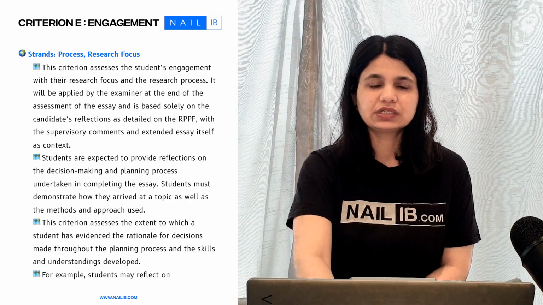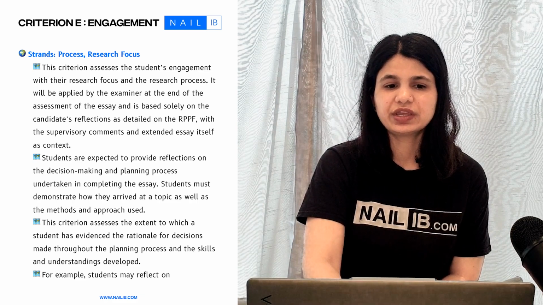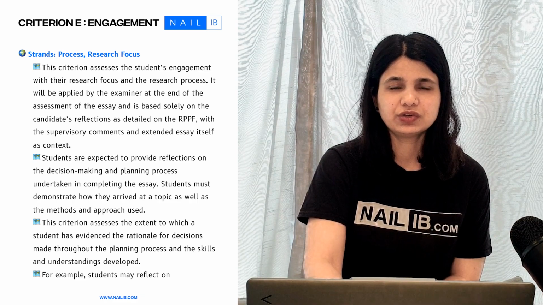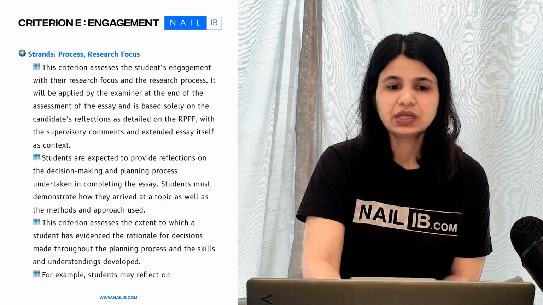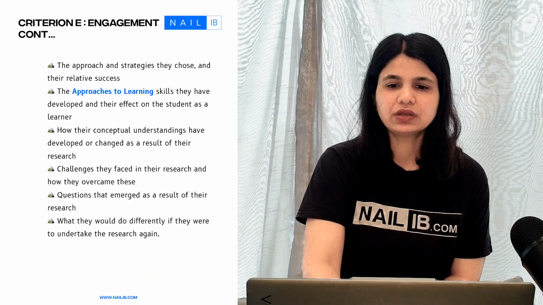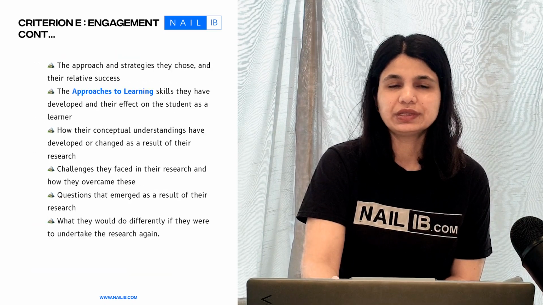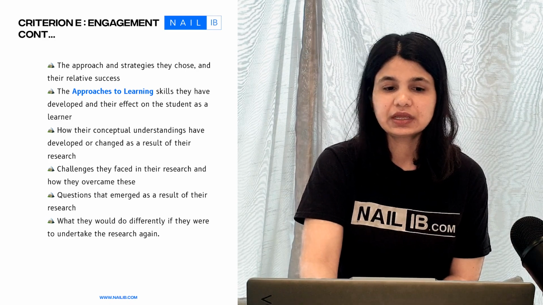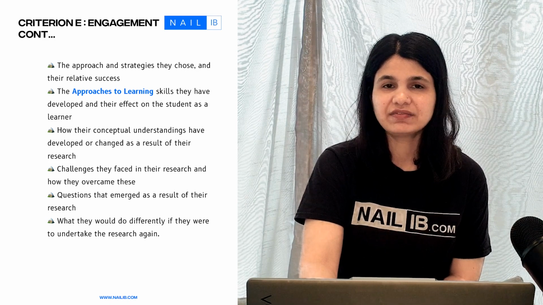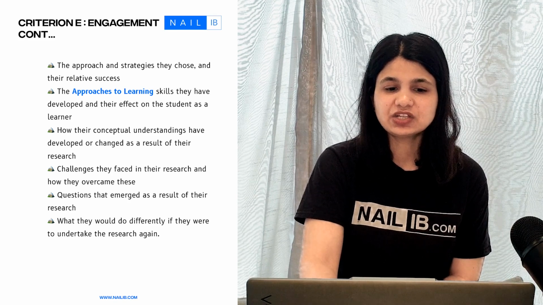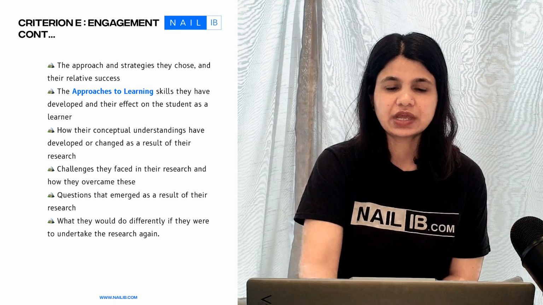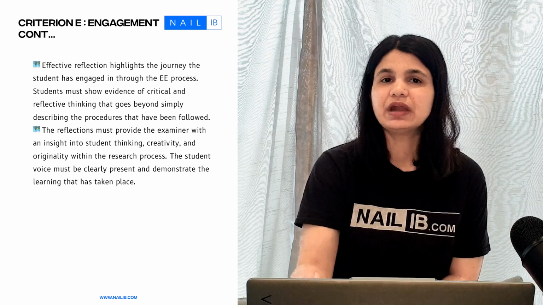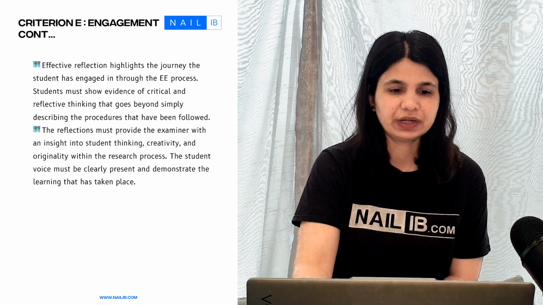Okay, now criteria E is related to engagement. It focuses on the research focus and process. So you should reflect on your progress, following things like the approach and strategies that you chose, the approaches to learning, how your conceptual understanding has developed, how challenges emerged from your questions and your process, and what could be done differently in order to do it in a better way.